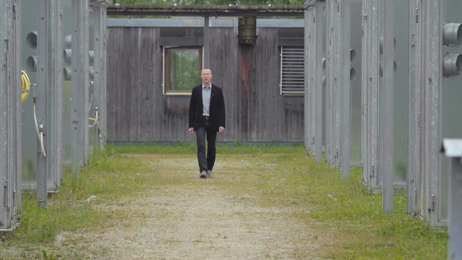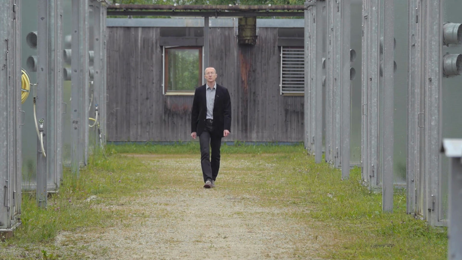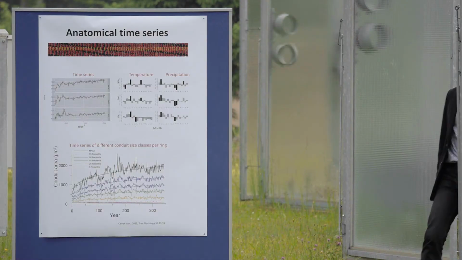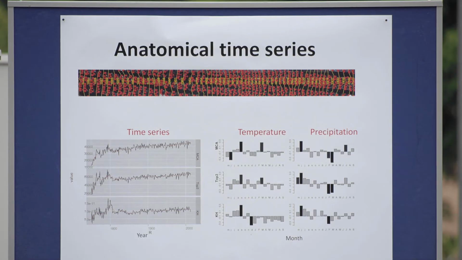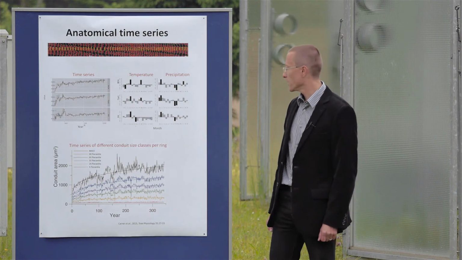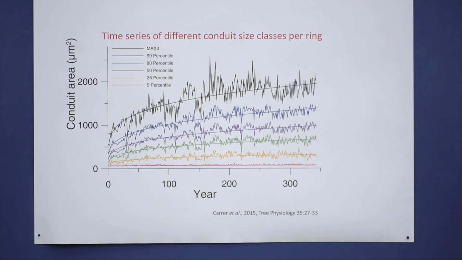Several basic and derived anatomical metrics can be used to investigate many research questions. The usefulness of many of these metrics still needs to be explored and tested. Rather classically, long and reliable time series of anatomical features can be related to climate variability or stand dynamics. Time series of the largest conduits usually have the strongest variability.